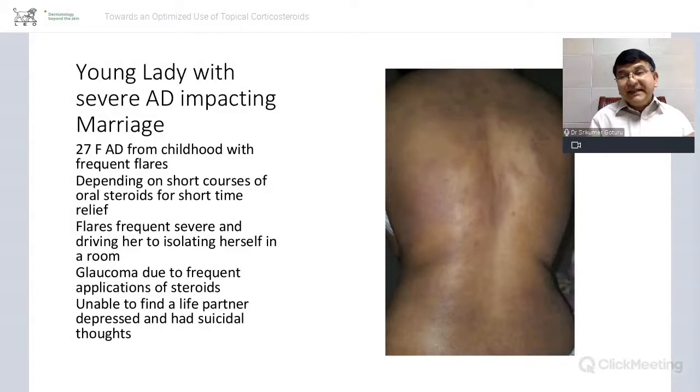And she really was fed up and reached a stage at the age of 27 when she started developing glaucoma because of frequently using steroids on her face, and also systemic steroids, which used to give her short-term relief. She refused cyclosporine, and she started actually isolating herself in her house, closed the door, refused to talk to parents who were shouting at her because they used to say, your flare is because you did this, you did that. Nothing was working. She almost became heartbroken, depressed, couldn't get married, couldn't meet the dream person of her choice.